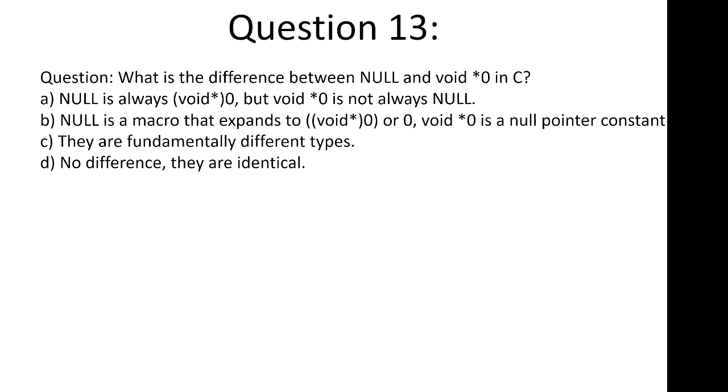So what is the difference between null and void? Null returns nothing, where it is going to 0, and void asterisk 0 is a null pointer. That is the difference. Null represents only 0, whereas void pointer 0 means it is pointing to 0. That is the only difference. This is one of the standard questions.